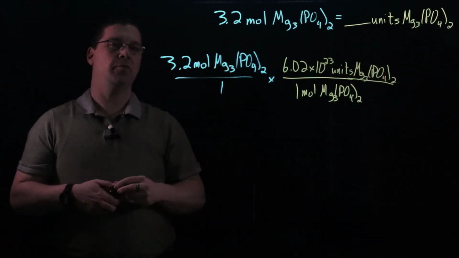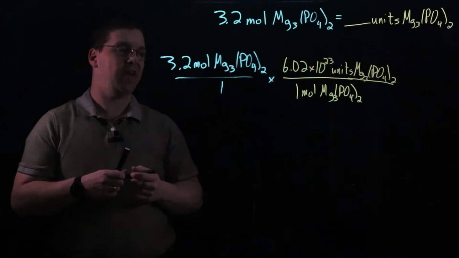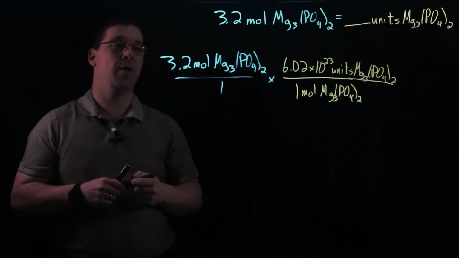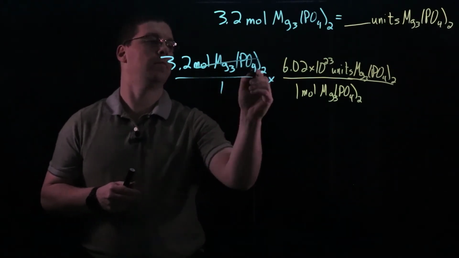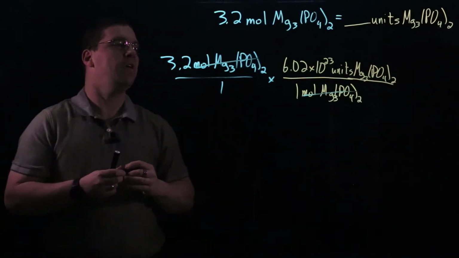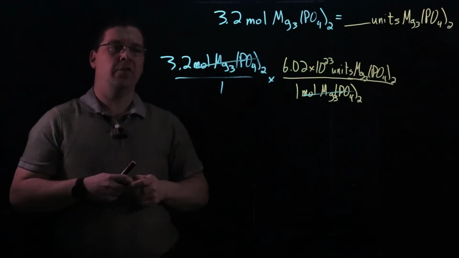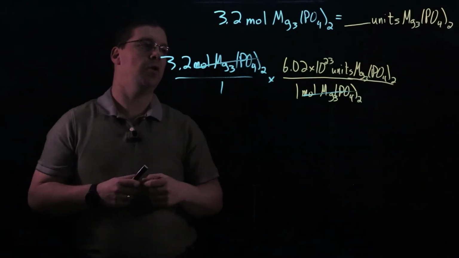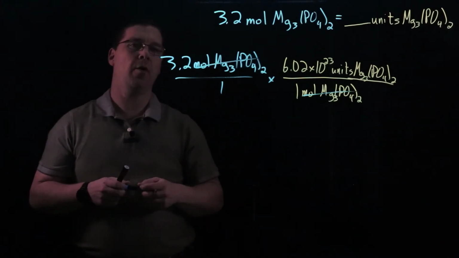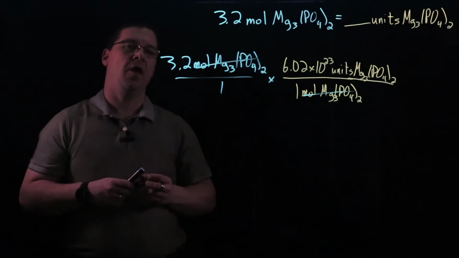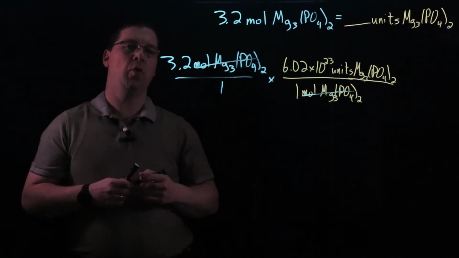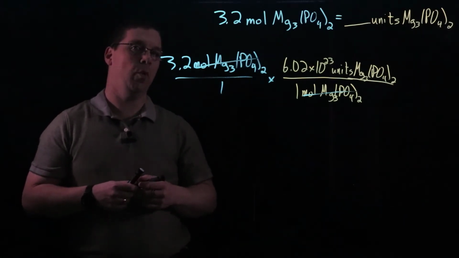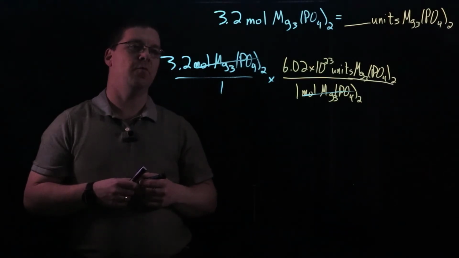Once I have that conversion factor set up, I can see that my mole units cancel out. And I'm in the units that I want, so I would simply multiply the 3.2 times the 6.02 times 10 to the 23rd power and come to my answer of 1.9 times 10 to the 24th units of magnesium phosphate.